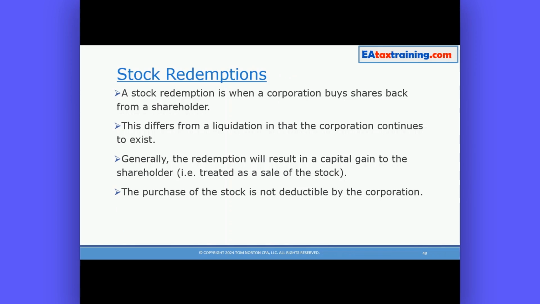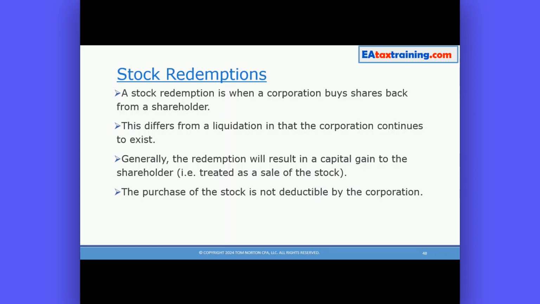So in general, this redemption is going to result in a capital gain to the shareholder. So you're going to be treated as if you sold the stock, because in essence, you did sell the stock. You sold it back to the corporation that issued it. So you've got a capital gain or loss, depending on your basis in that stock.